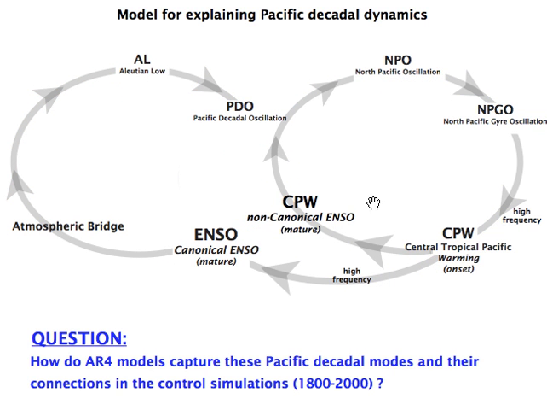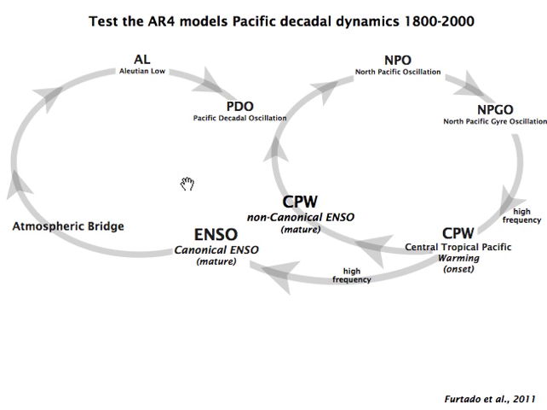So given that we have this dynamical or conceptual model for Pacific decadal dynamics, we can ask the question, how do the AR4 models capture these Pacific decadal modes and their connections in their control simulations? So let's begin testing our Pacific model, and let's focus first on the decadal modes in the North Pacific, like the PDO and NPGO. The way we tested the models was not just to look at the individual expressions of the oceanic and atmospheric modes, but also to verify the extent to which the PDOs and the NPGOs of the models are in fact the response to the Aleutian low and the NPO.